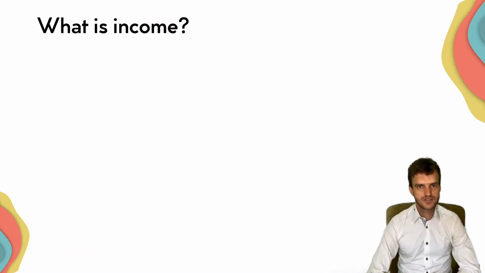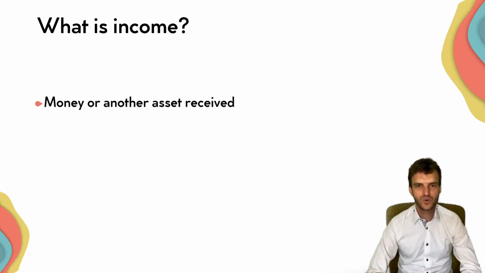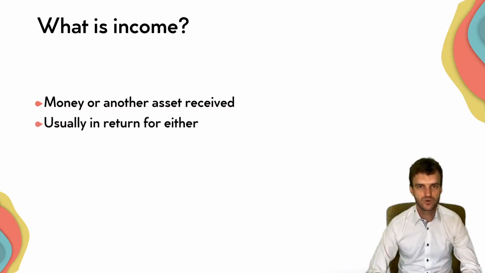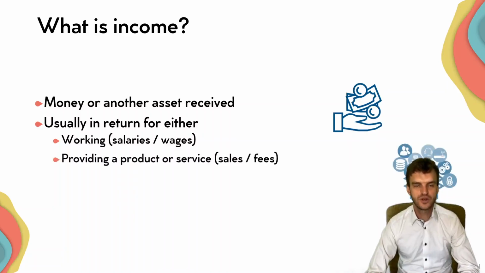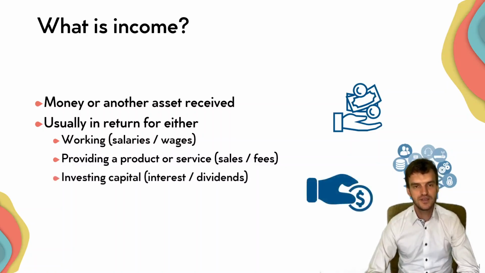Before we do that, let's quickly consider what income is more generally. So income is money or another asset that is received, and it is received usually in return for doing something. So that something could be working, and then you receive income such as salaries or wages, or you could be providing a product or a service, in which case you will receive sales or fees, or you could be investing capital, so giving a loan or buying shares, in which case you will receive interest or dividends.